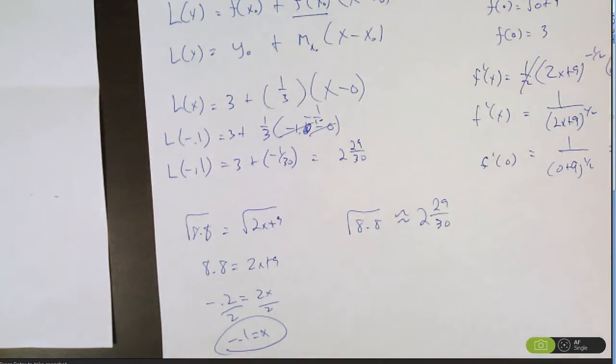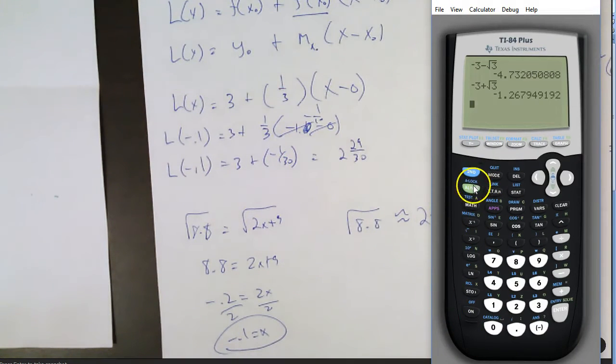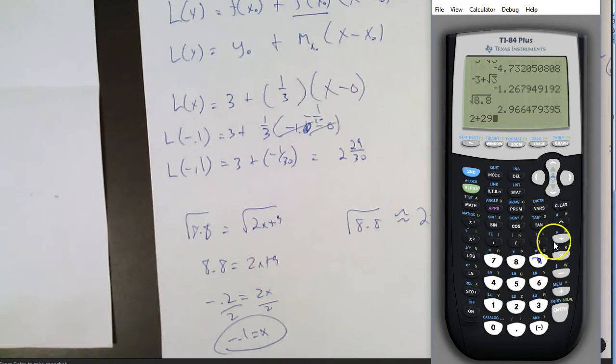And if I want to check to see how good that approximation is, I get out my graphing calculator. Square root of 8.8 is 2.9664 whatever, and then 2 plus 29/30, because that's how we do our mixed numbers with this guy, is 2.96 repeating. So it's pretty darn close. We're the same until we get to the 10,000ths. So that's how we do our linear approximations. Now the other one, just more practice.